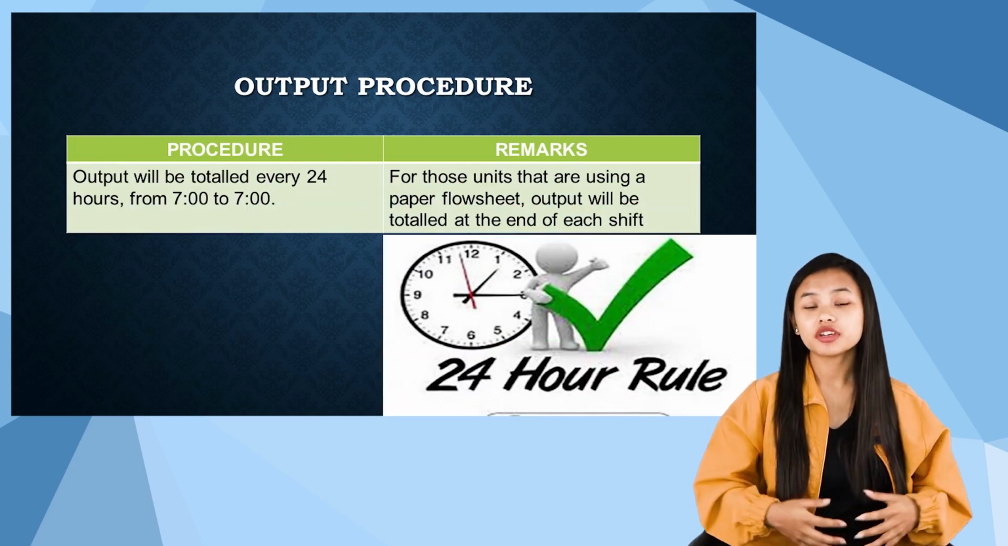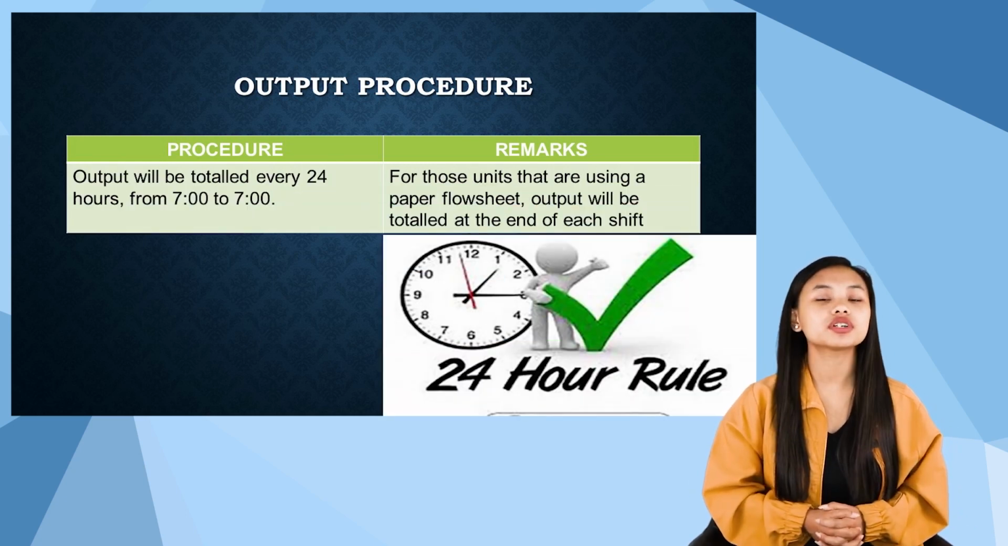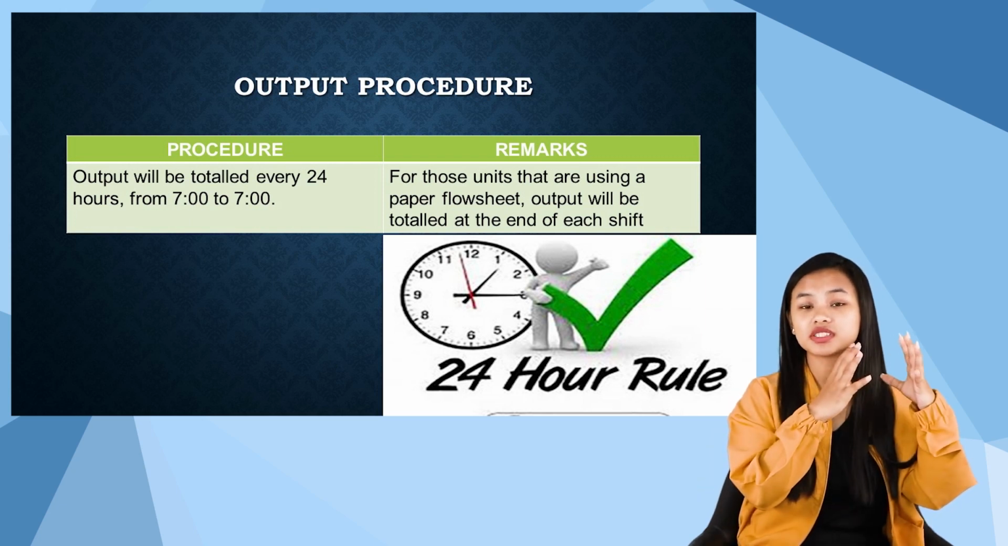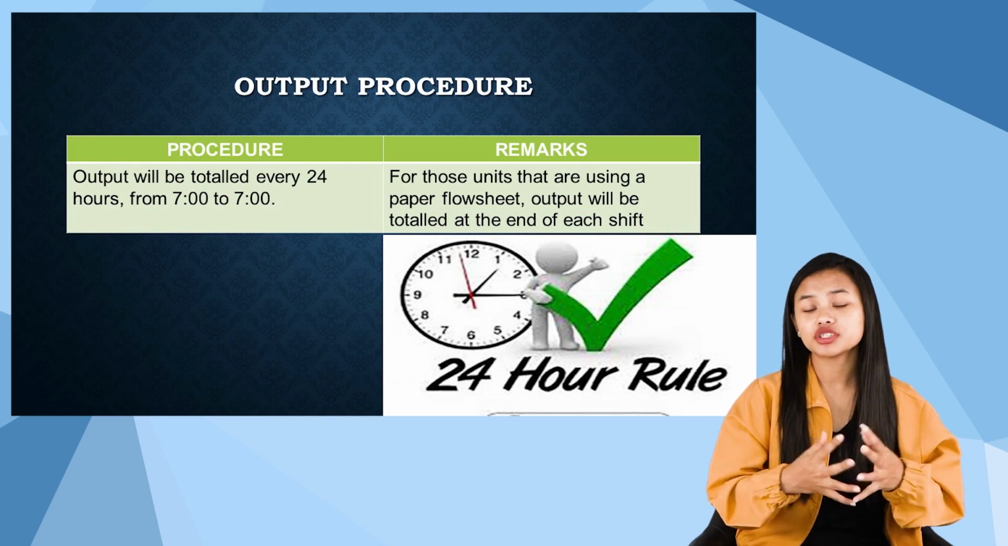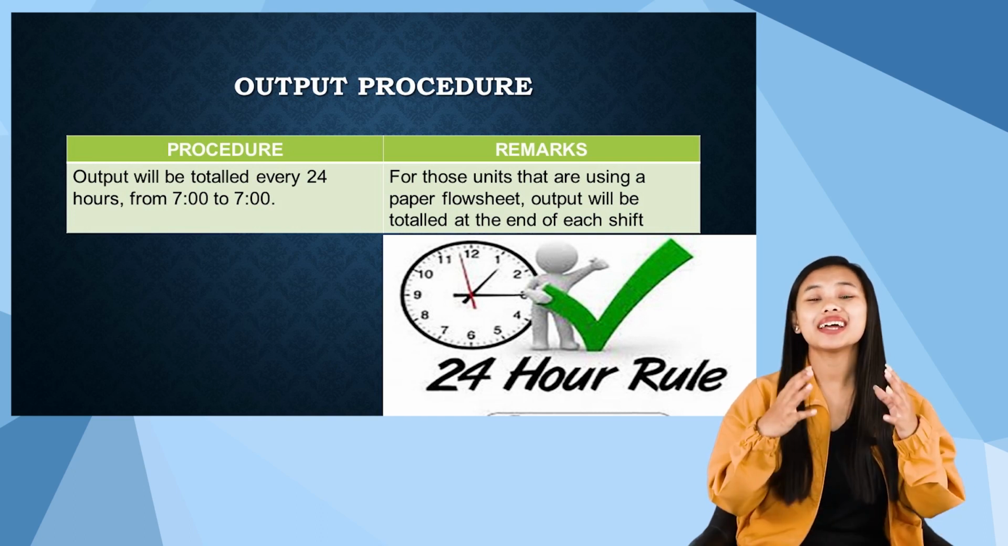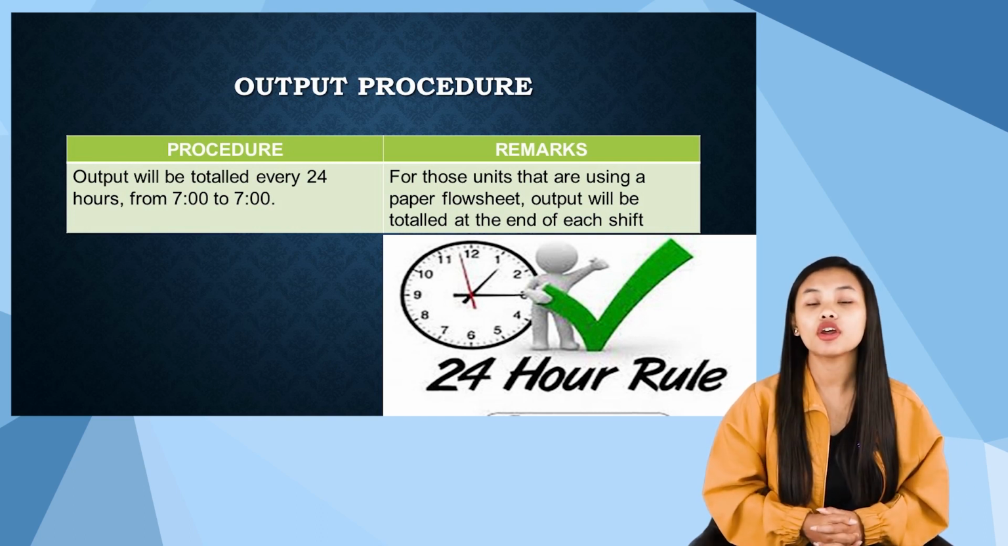And as with input, even here the output will be totaled every 24 hours, that is from 7 a.m. to 7 p.m. Whereas in those units who are using the flow sheet, this will be totaled at the end of each shift. So if we are providing the bedpan or the urinary bag, then it can easily be measured, right? We can just pour it into the graduated measuring cup and measure it.